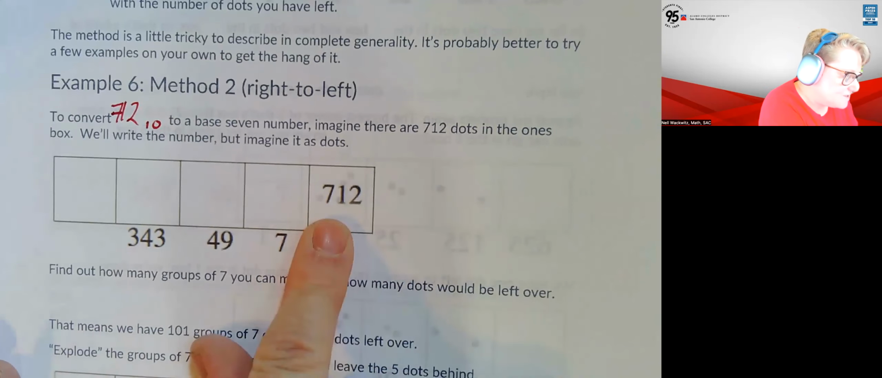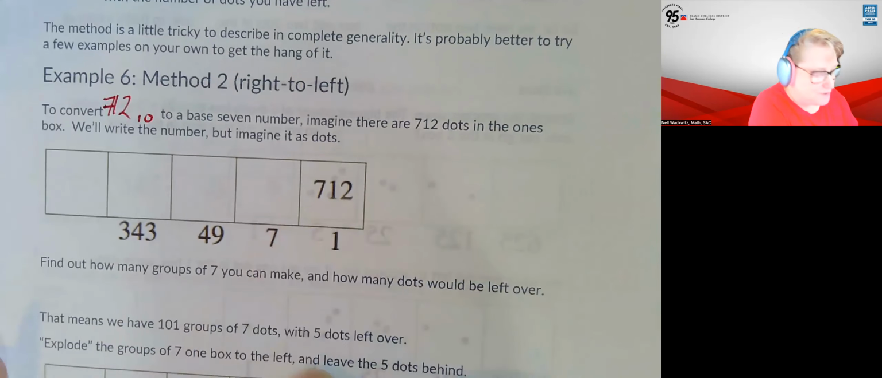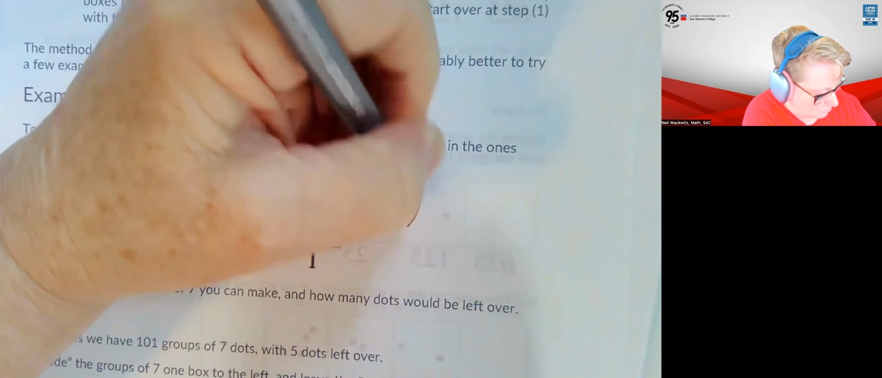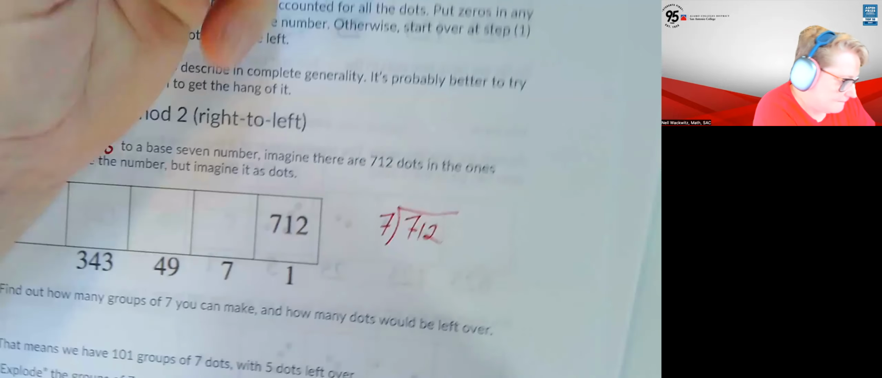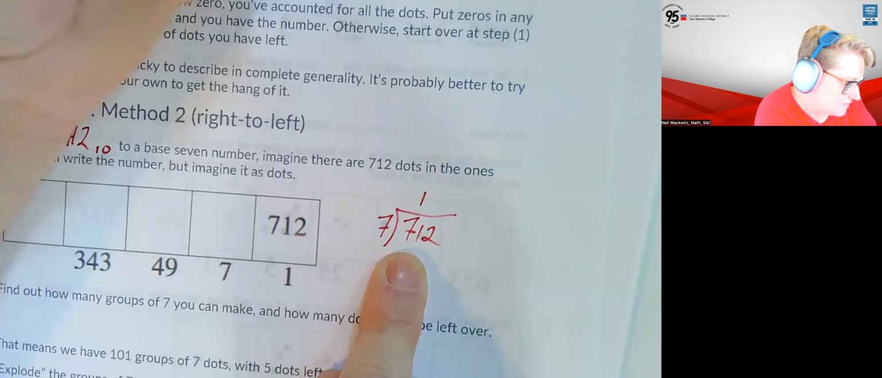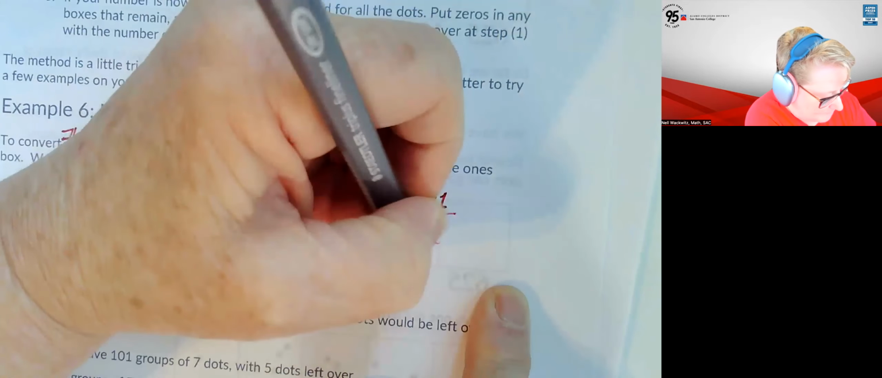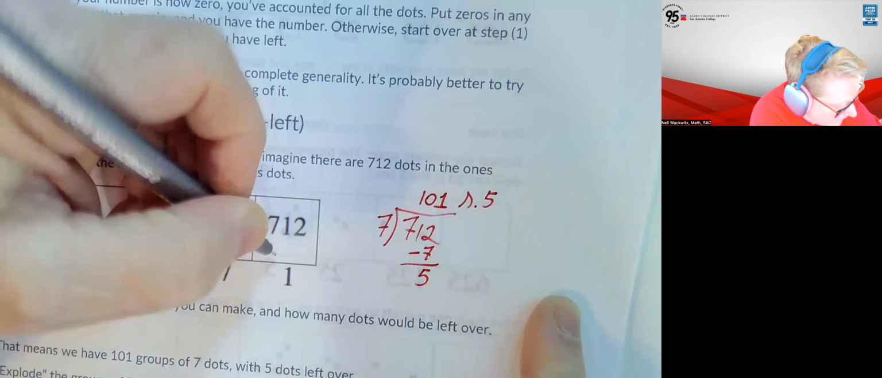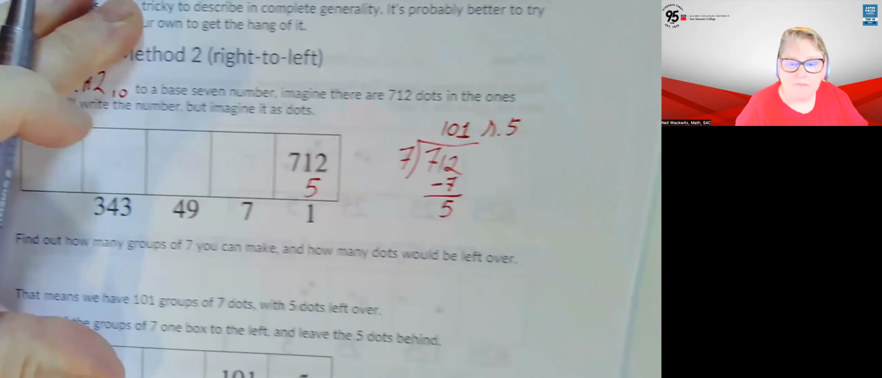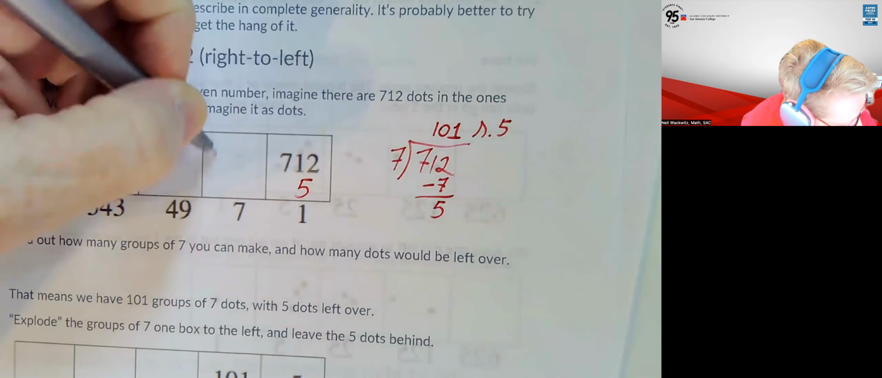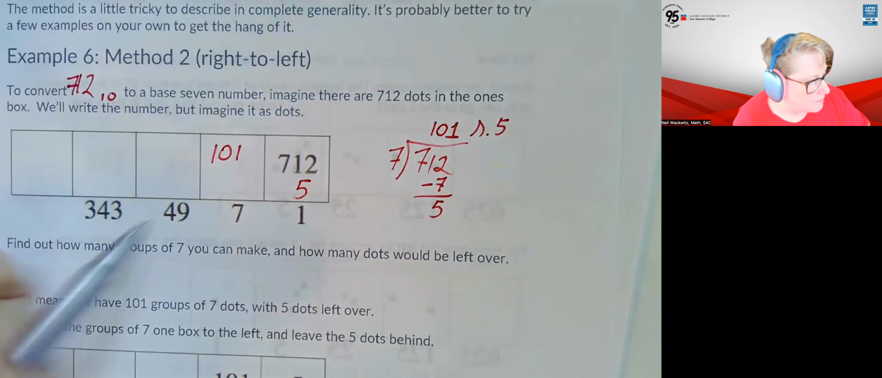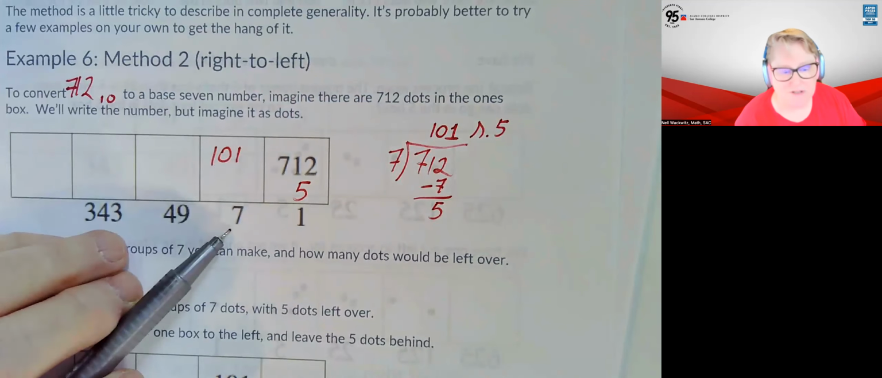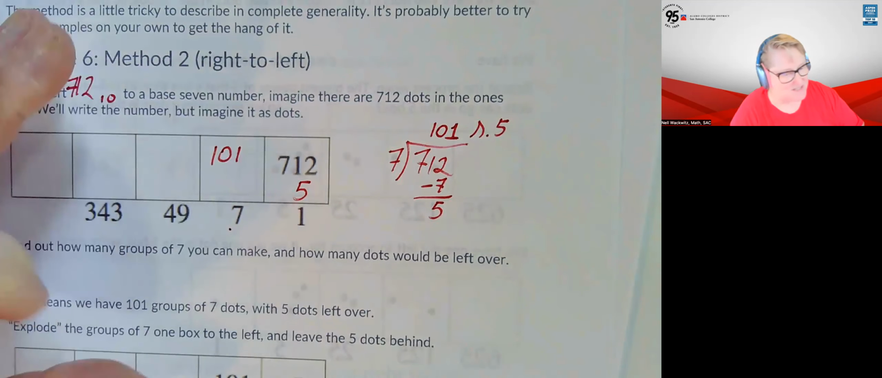How many sevens fit into 712? Let's see. 7 goes into 7 once, 7 goes into 1 0 times, 7 goes into 12 one time, and we have a remainder of 5. So we're going to have 5 in the ones place. And let's move that. We have 101 sevens, but we can have at most 6 sevens.